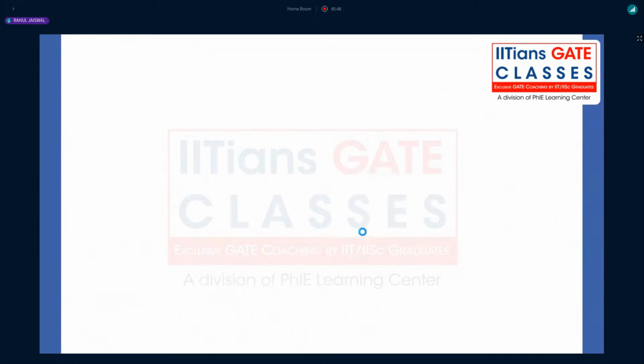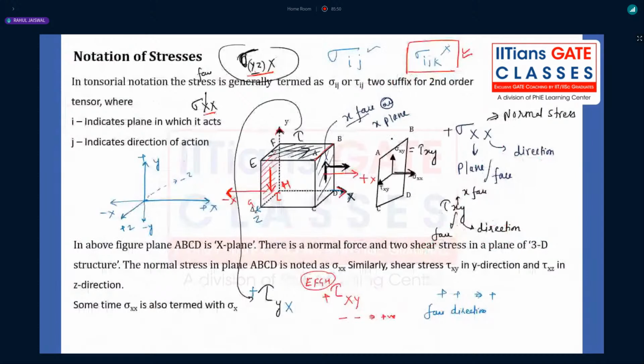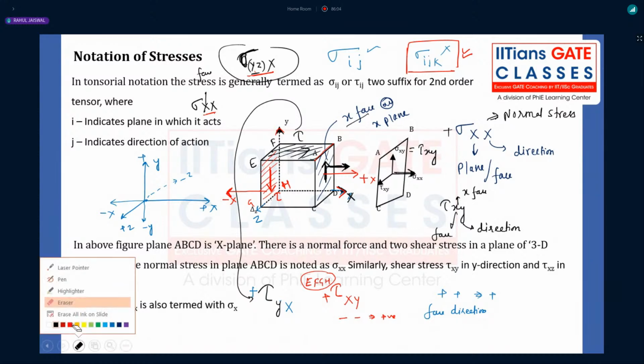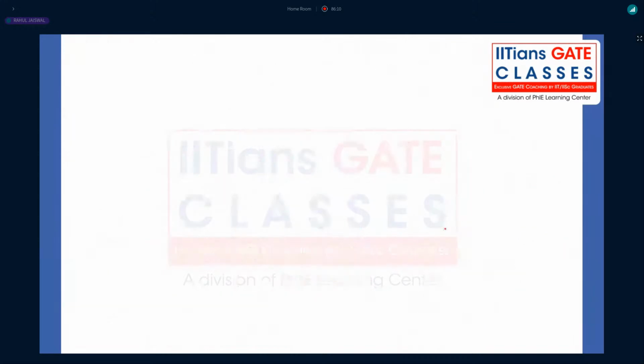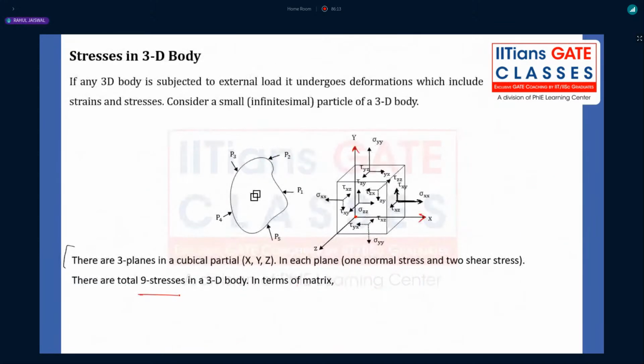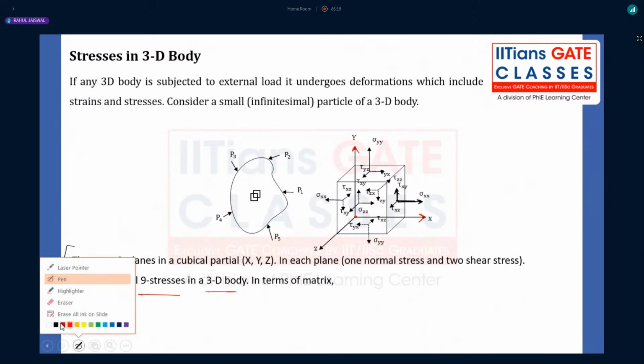Once again, here you should correct this particular figure. This will be sigma xy. This will be tau, which one? Positive x phase and z direction. So this will be xz. This will be xz, right? So there are a total of nine stresses. The nine stresses are there in a 3D body in terms of a matrix, when the body is subjected to complex loading conditions.